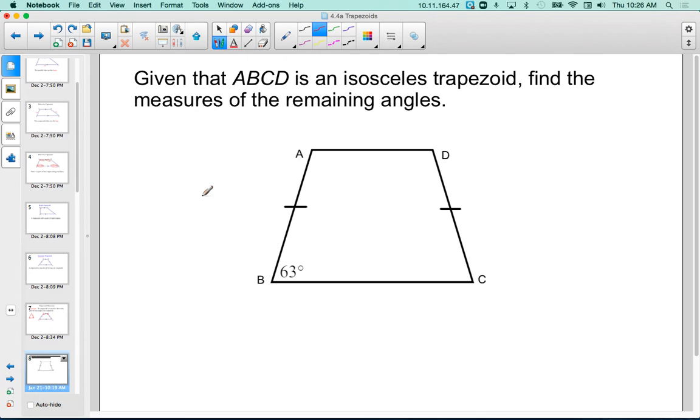So here's an example of a problem we could have. Given that ABCD is an isosceles trapezoid, find the measures of the remaining angles. Well, there are a couple of properties we know about all quadrilaterals. We know that all quadrilaterals are going to add up to 360 degrees inside. All the angles will add to 360.